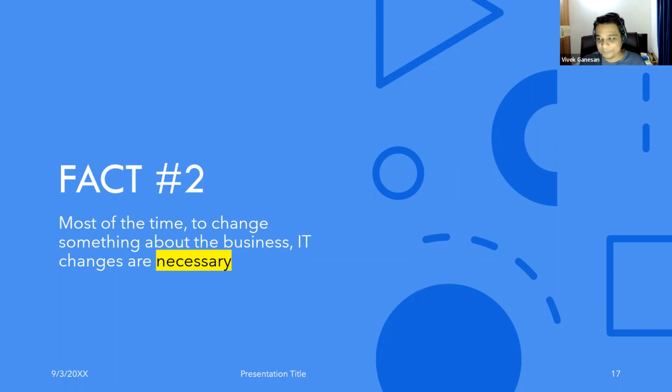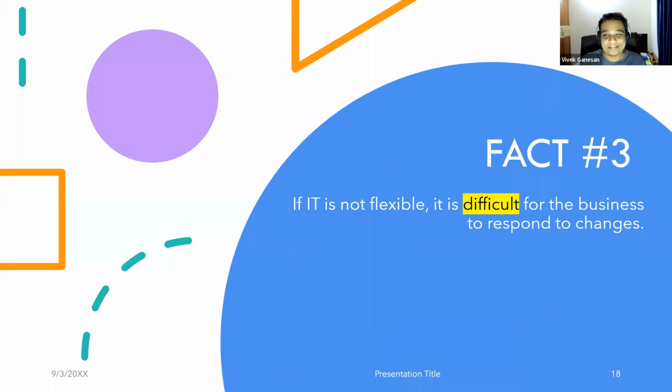This is the second fact. The third fact is that if IT is not flexible, it is difficult for the business to respond to changes. Let us say a competitor has started adopting a new marketing strategy, and now you want to adapt to it. A chief marketing officer can talk all he wants, but unless the underlying IT that supports the marketing platform is changed, it is very difficult to change the marketing strategy and tactics.